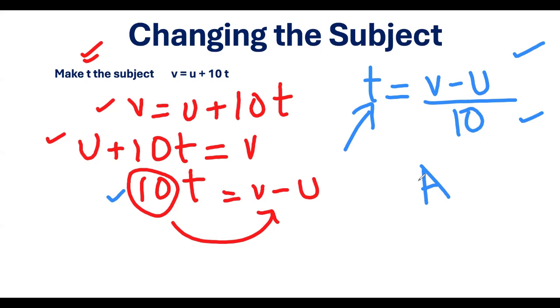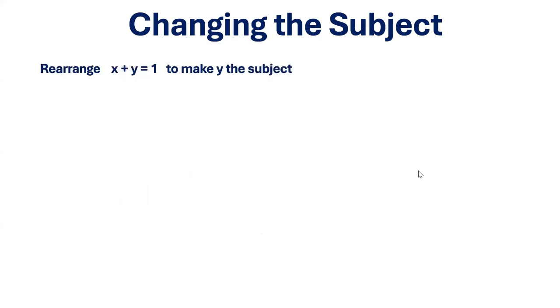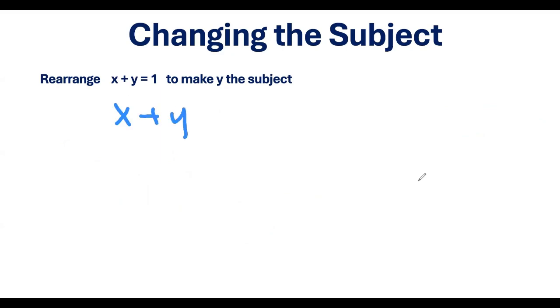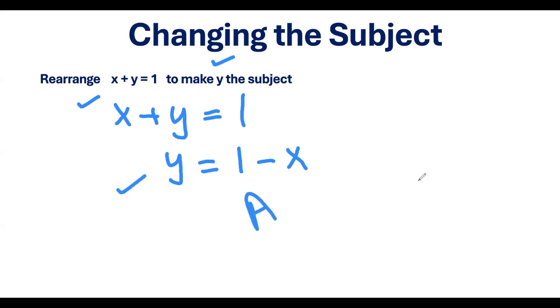Another question is, rearrange x plus y equals to 1 to make y the subject. Let's start with this. X plus y is equal to 1. You have to make y the subject. So keep y on the left-hand side and you can shift x on the right-hand side. So plus x will become minus x. Now y is the subject. This is the answer for this.